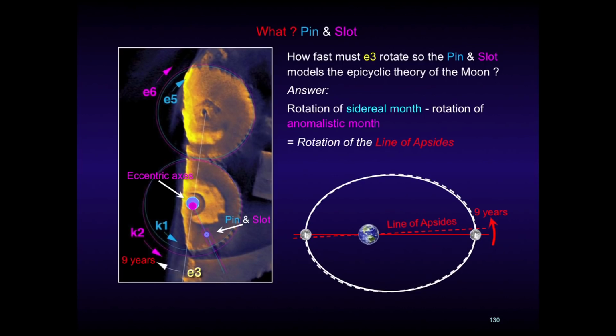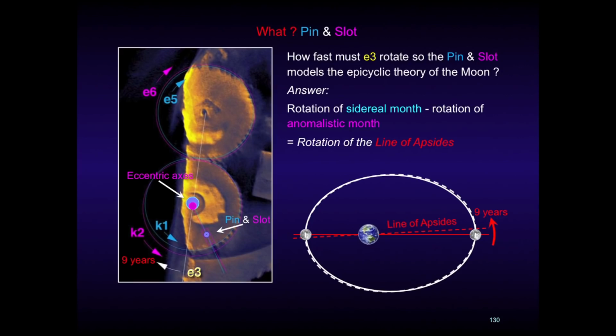And I have to say this isn't easy. If you're encountering this for the first time, it may be you're not following it in total detail. I want to give you a flavor of what the thinking was. So the question then is, how fast should E3 rotate to make this pin and slot exactly geometrically equivalent to the epicyclic theory of the moon?